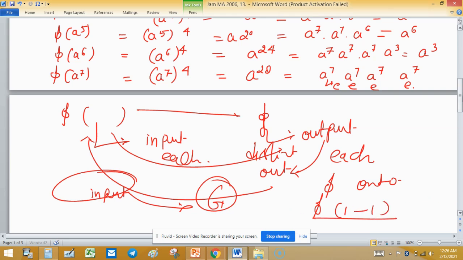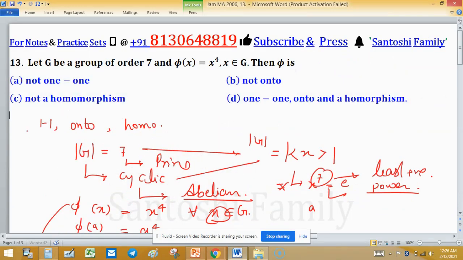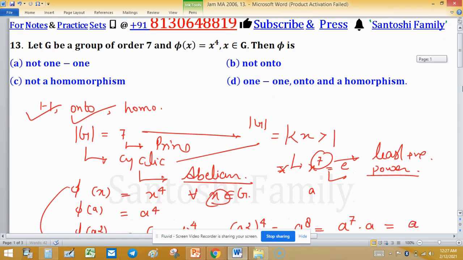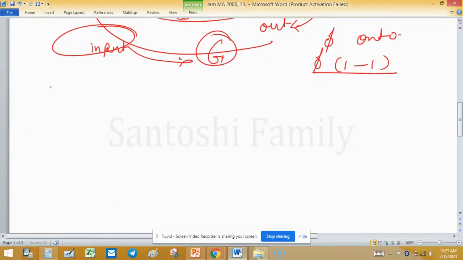Now here we got 2 points: phi is 1-1 and onto. Now we have to check the homomorphism property. As G is cyclic and the order of G is 7, because 7 is prime and every prime order group is cyclic and every cyclic group is abelian. If two elements x, y come from G, then xy will come to G by closure.